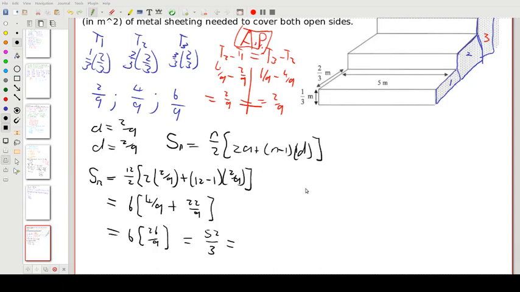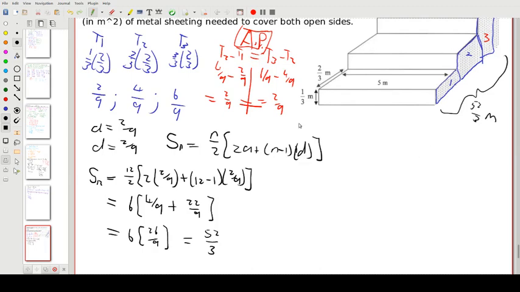Okay, so 6 times 26/9 gives us 17.33. That's right, so that's fine. Okay, so this is correct, and that is the sum of our first 12 steps. That's how many meters it is. But now we need both sides, right? So that gives us one side. What that tells us is this whole one side will need 52/3 meters of sheet metal.